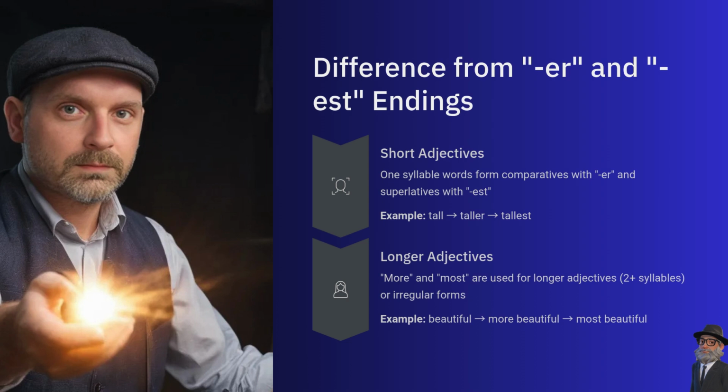Difference from "-er" and "-est" endings. Short adjectives: one-syllable words form comparatives with "-er" and superlatives with "-est." Example: tall, taller, tallest. Longer adjectives: "more" and "most" are used for longer adjectives, two or more syllables, or irregular forms. Example: beautiful, more beautiful, most beautiful.